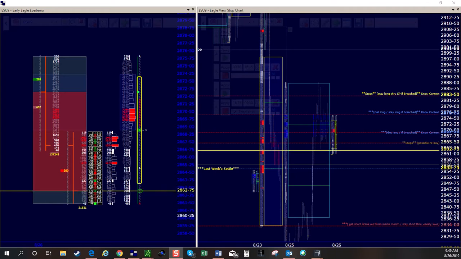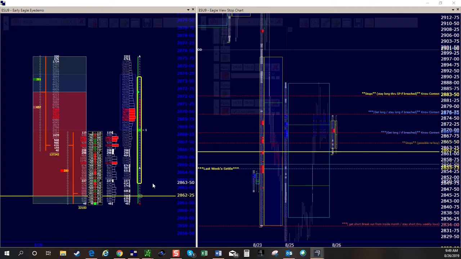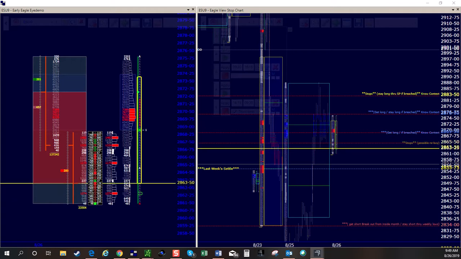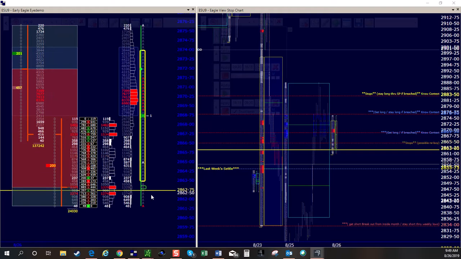My stop would be at the low. Well, I'll put in my stop at 61 to start off with. Order working. I have another entry at 63. Order filled. Order working. I'm long 2 at 63 quarter.